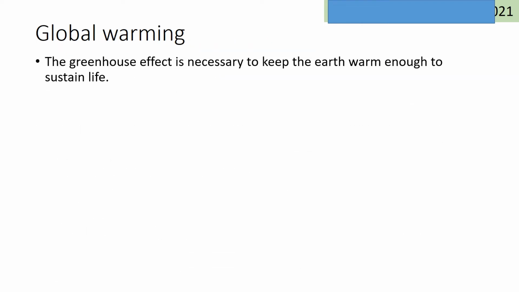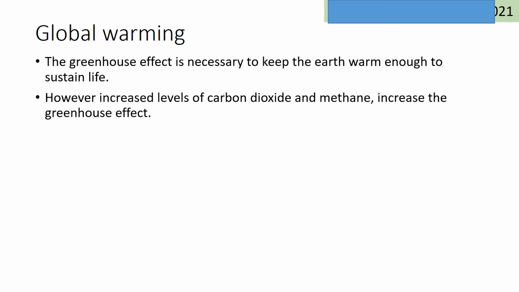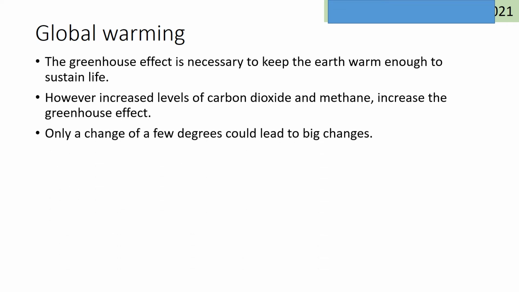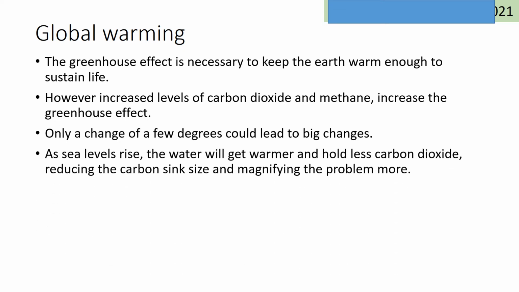So, global warming. The greenhouse effect is necessary to keep the Earth warm enough to sustain life. So without the greenhouse effect, we wouldn't have life on Earth. However, we're increasing those levels of carbon dioxide and methane, which is increasing the greenhouse effect, which is then leading to the change in temperature and global warming. So only a change of a few degrees could lead to big changes in our lives.